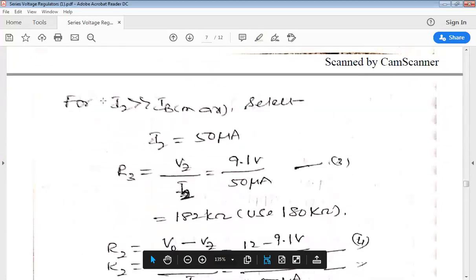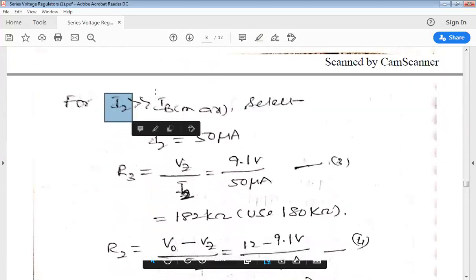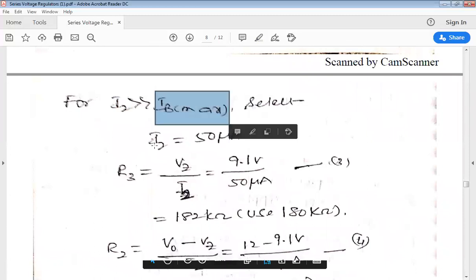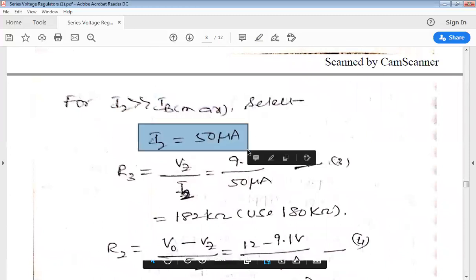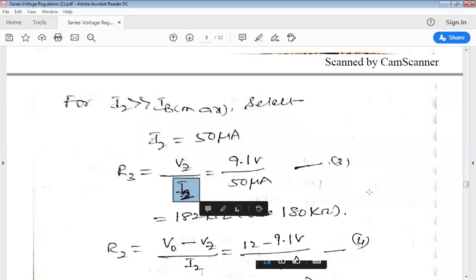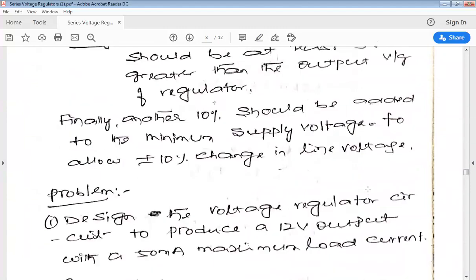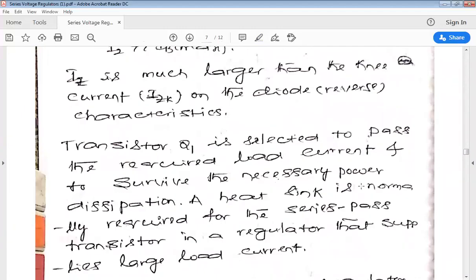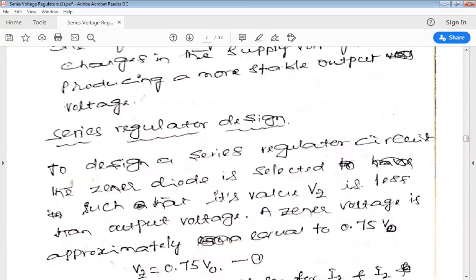Next, I2 should be greater than the bias current of the operational amplifier. For voltage regulator circuits, we are going to consider I2 as 50 microamperes. Then for this one, R3 is equal to Vz divided by I2. Go to the circuit again.